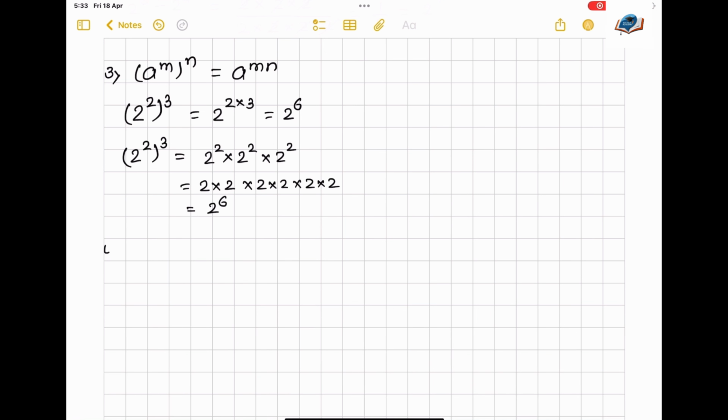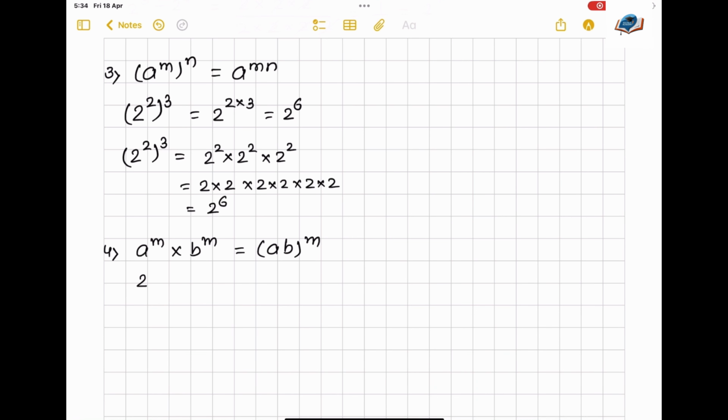Then fourth law says a raised to n into b raised to n equal to ab whole raised to n. Now it is showing that if bases are different but powers are same, I can multiply the bases and raise to that power. So let us see an example.